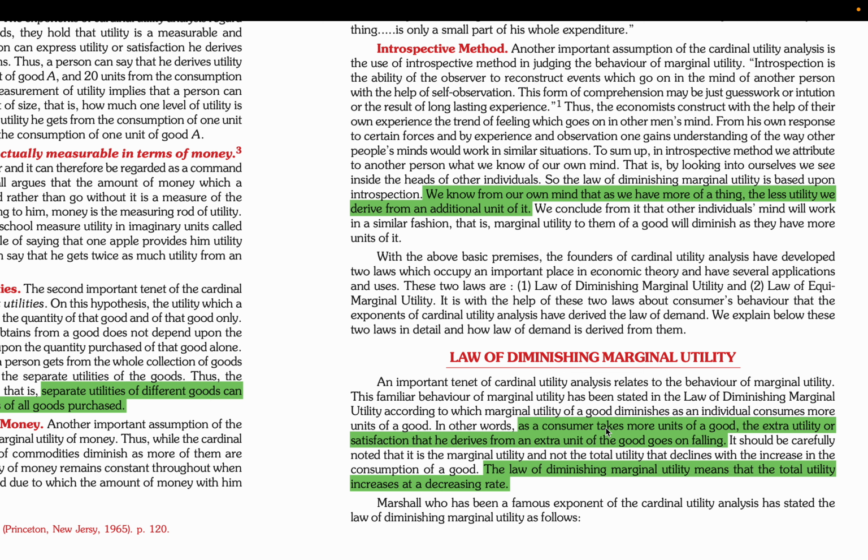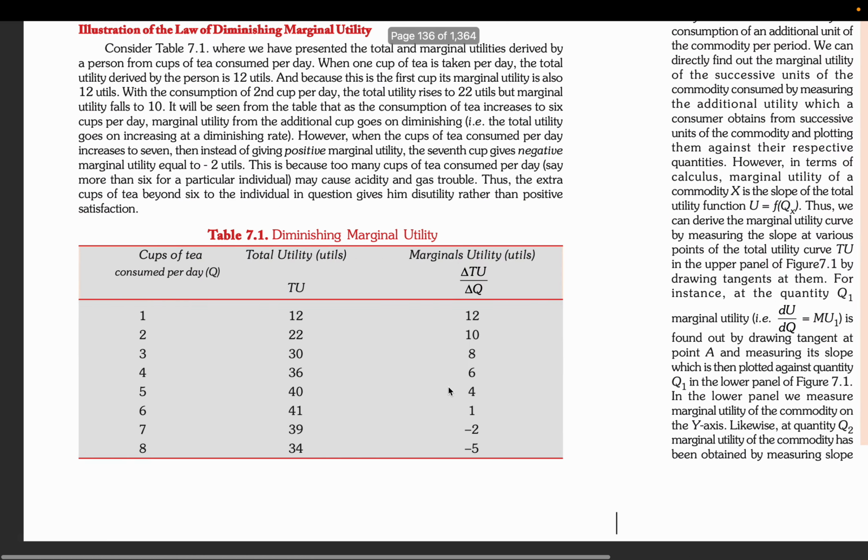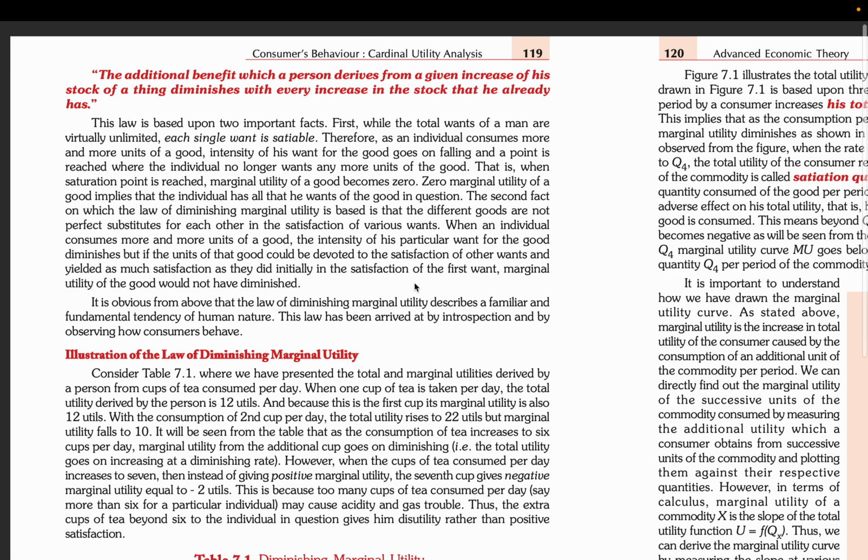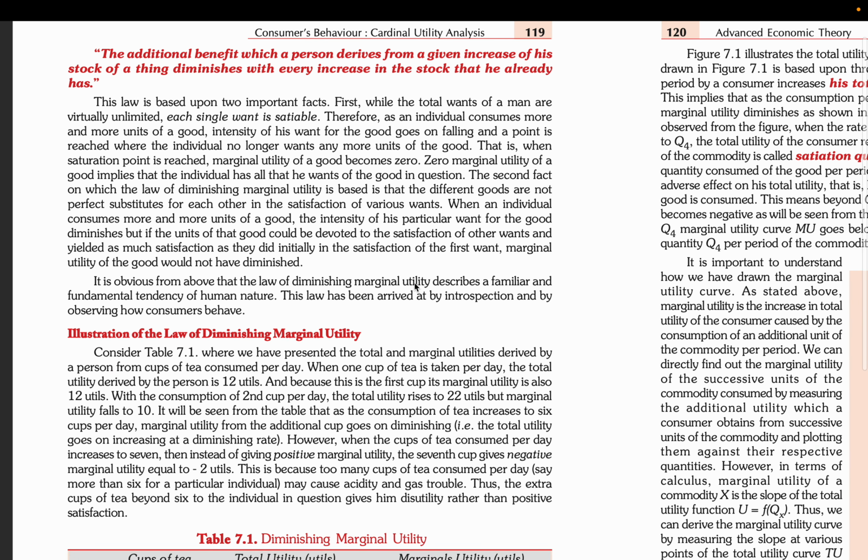Marshall, who has been a famous exponent of the Cardinal Utility Analysis, has stated the law of diminishing marginal utility as follows: the additional benefit which a person derives from the given increase of his stock of a thing diminishes with every increase in the stock that he already has. Same thing, different words. The law is based upon two important facts. First, while the total wants of a man are virtually unlimited, each single want is satiable.